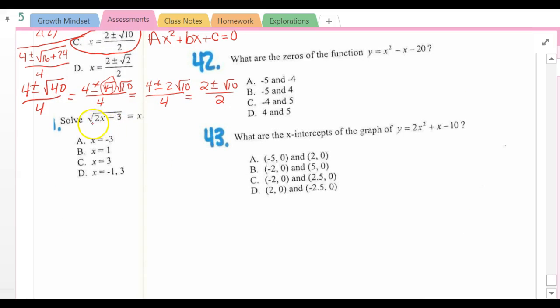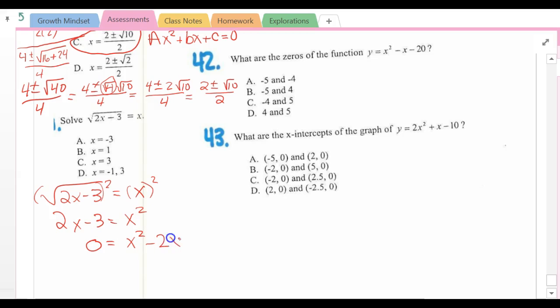Okay, solve the square root of 2x minus 3 equals x. So in order to solve this problem, I need to get rid of the square root sign, and in order to do that, I'm going to square both sides. And when I square both sides, poof, be gone the square root. And now I'm going to bring everything over to the same side, so I get 0 on the left-hand side. I'm going to subtract the 2x. I'm going to add the 3, and now I have a quadratic that I can factor.